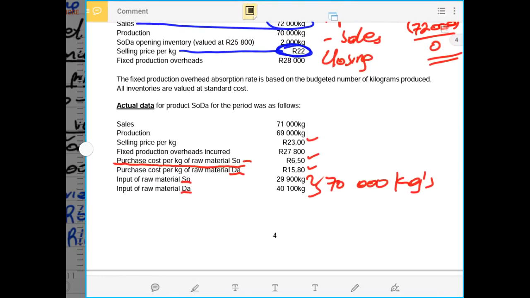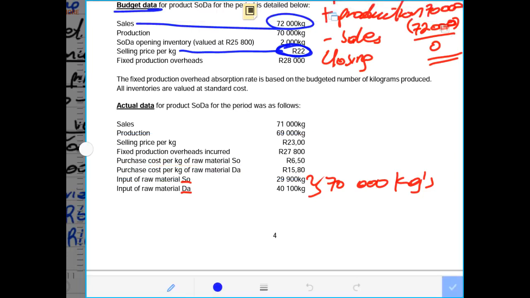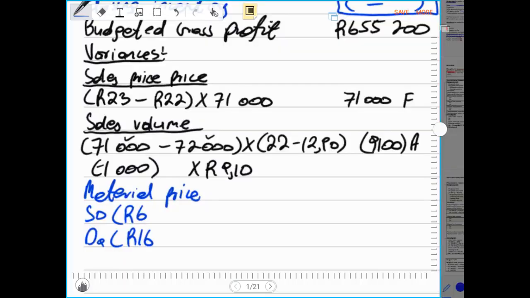Then now we need to check the actual price of material. How much did we buy material for per kg? The purchase cost per kg of material saw was 6.50, while the purchase cost per kg of material dar was 15 Rand 80 cents. So these are the actual costs of material that we incur. Here we bought material at a higher price, and here at a lower price than we estimated.